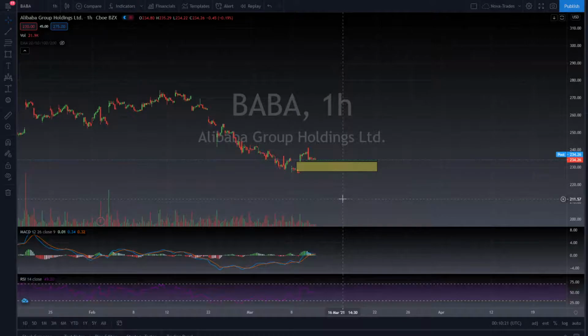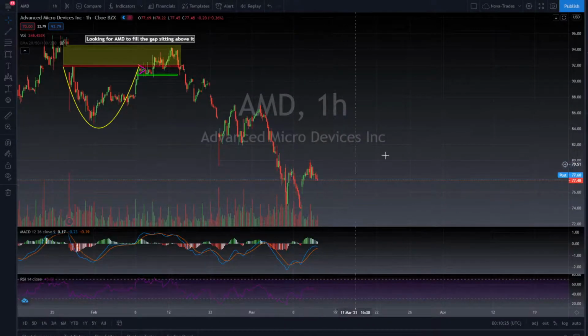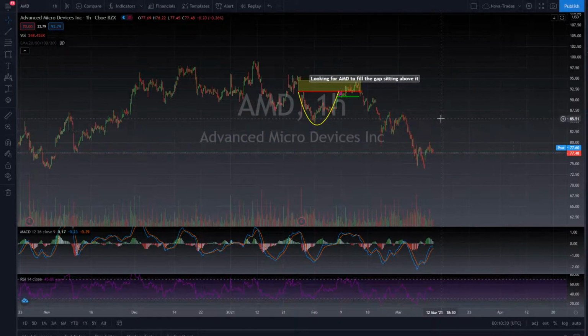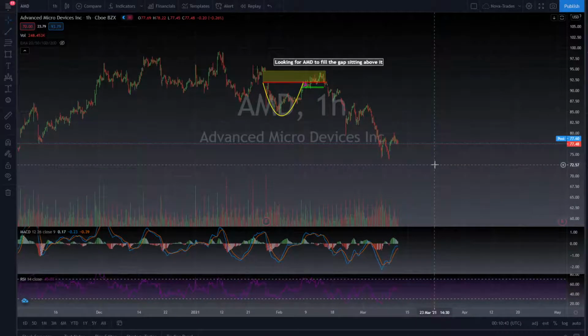Yeah, I'm not a big fan of AMD either. AMD's always kind of screwed me over. I mean, it gap filled above itself from the cup and handle it was making, but yeah, look how it just sold. Everything tech though looks weak.